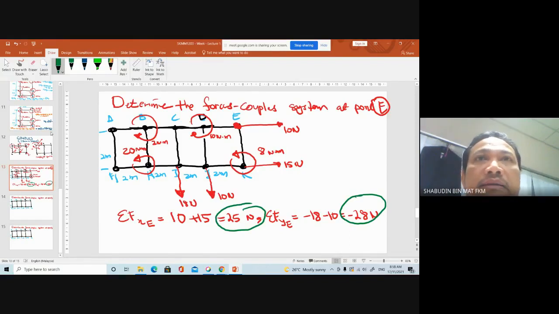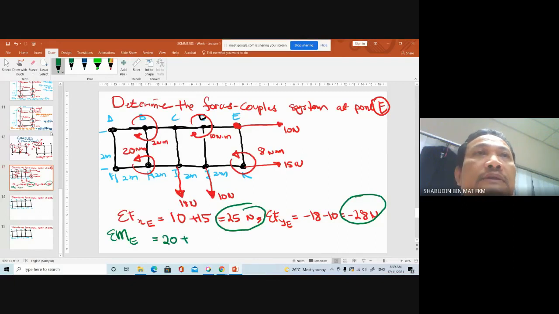So then what to do now? Since for a couple you have a system with one single force and one single moment, what to do now is you need to get a summation of moment at point E. Summation of moment at point E, that's equivalent to what else you have?